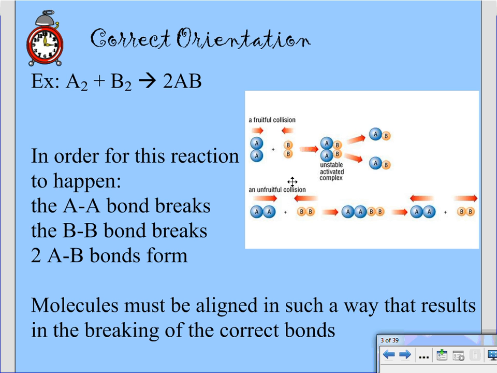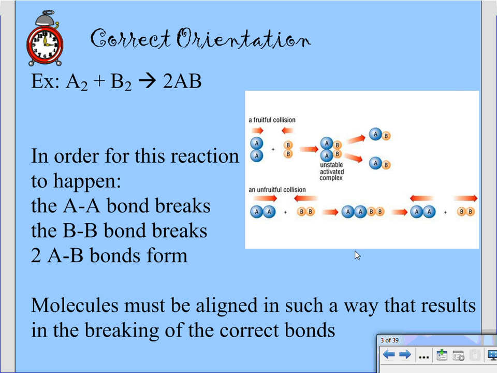In other words, it's a collision which will result in a reaction, because when they collide as they're arranged in that way, that will produce an AB bond.